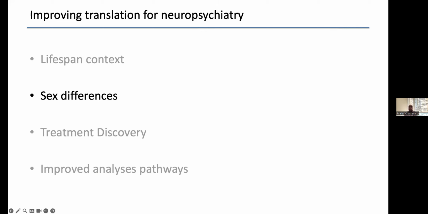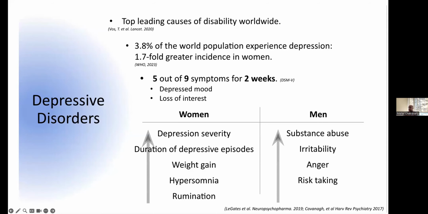I think a clear need for, and something Stephanie will talk a little bit about in the context of her project later on. In this particular case, we've been looking at sex differences probably in a disorder that really needs sex-specific investigation, and that's depressive disorders. It's no surprise that it's one of the top causes of disability worldwide. It impacts at one time or another 4% of the world population, but it's almost 1.7, if not more, fold greater incidence in females compared to males.